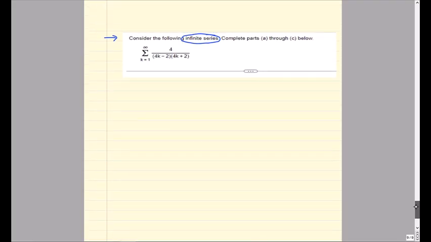Now it says complete parts A through C below, so I will kind of clue you in on what parts A through C are. So here what we're going to do for part A is find the first four partial sums. So we're going to look at S sub 1. Now clearly we start with n equal 1 here, or k equal 1. So this is going to equal 1 over 4 times 1 minus 2 times 4 times 1 plus 2.